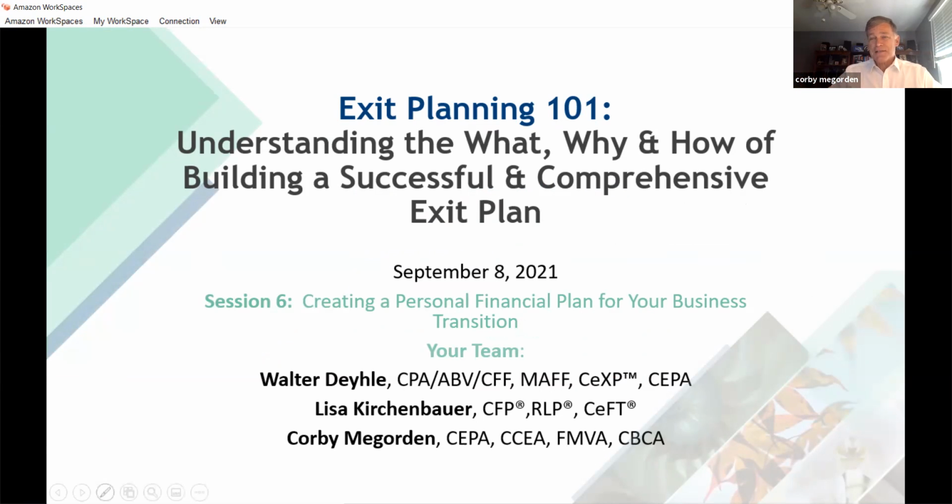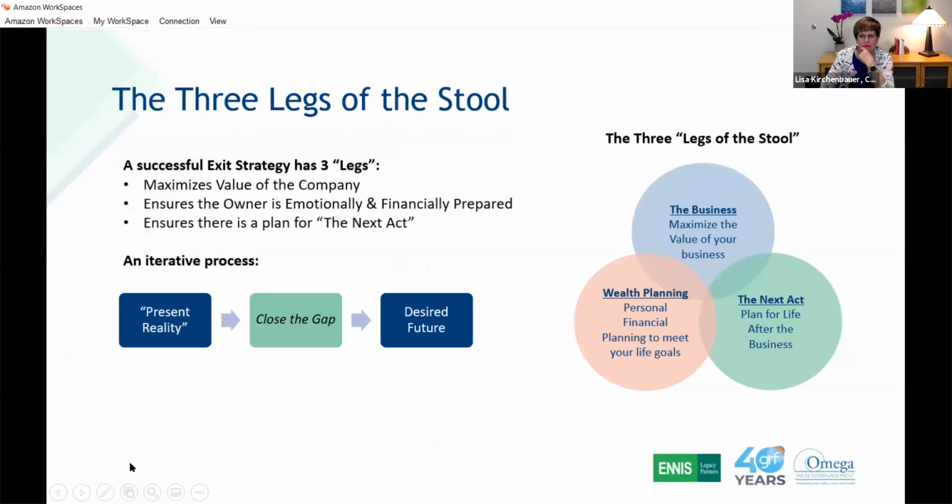But just in case your memory's faded, this is, I think, our fourth one, right? Even though it says session 6. Yes, it's actually our fourth one. We've covered the overview of exit planning, defining owner goals, and then understanding value in a business. And so, Lisa, could you pop to the next slide? Yes, I can.